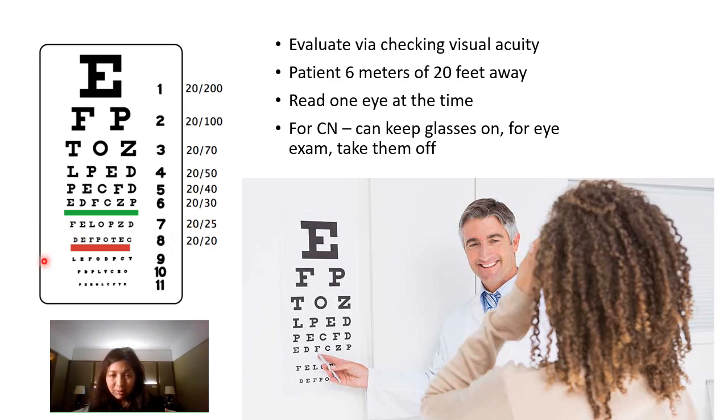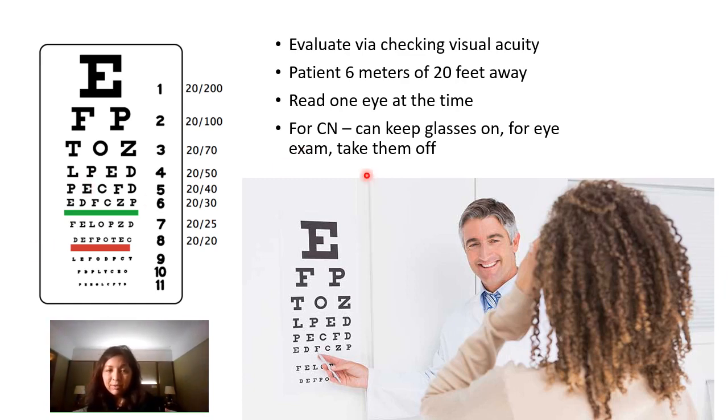This line, 20 over 20, is what we define as perfect normal vision. If you can read anything better than that, then your eyes are even better than 20 over 20. Okay, so one thing about this is you have to evaluate one eye at a time. If you look at this picture, you can see the patient is covering one eye. So you always evaluate one eye at a time.